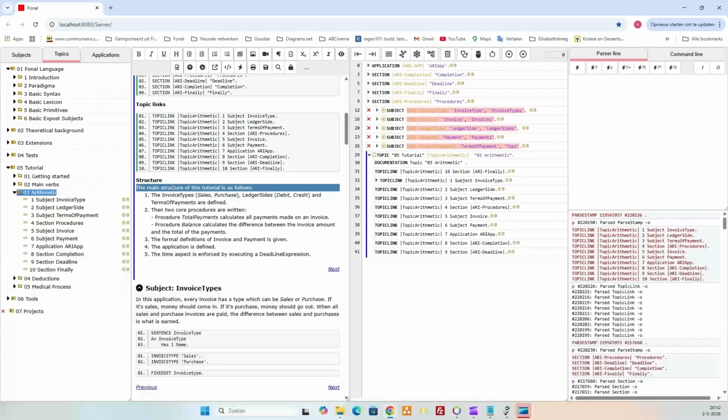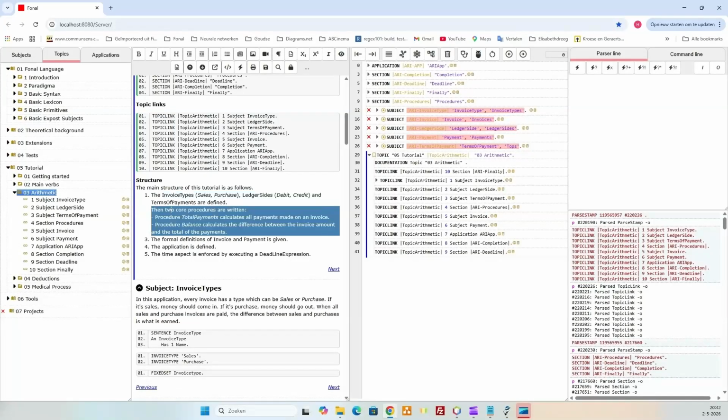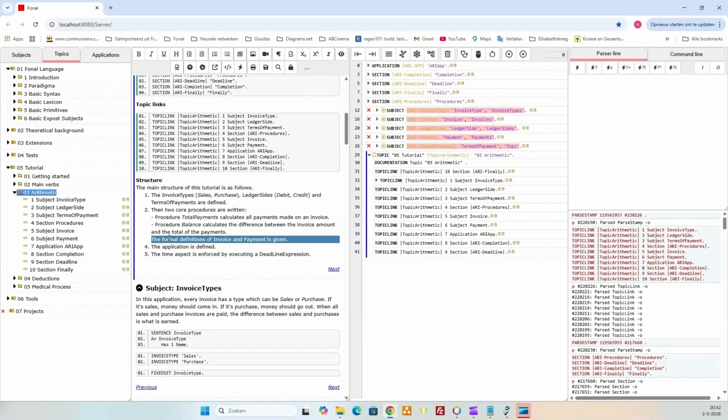The main structure of this tutorial is as follows. The invoice types, sales, purchase, ledger sides, debit, credit, and terms of payments are defined. Then 2 core procedures are written. Procedure total payments calculates all payments made on an invoice. Procedure balance calculates the difference between the invoice amount and the total of the payments. The formal definitions of invoice and payment is given. The application is defined. The time aspect is enforced by executing a deadline expression.